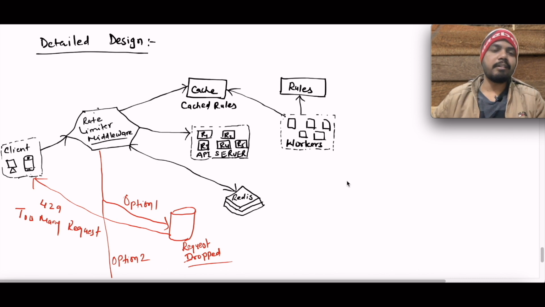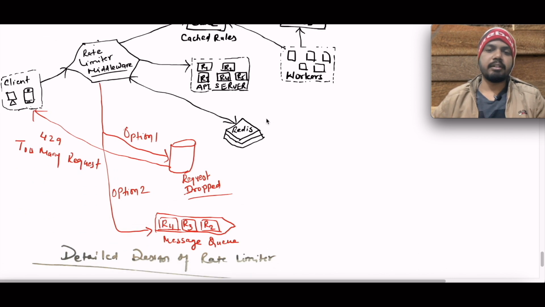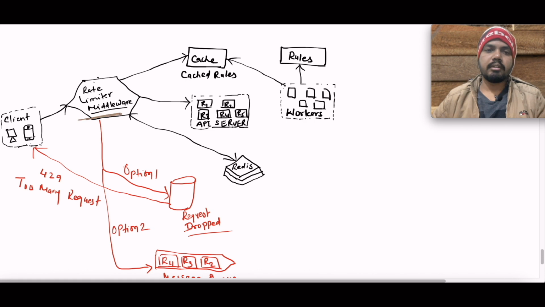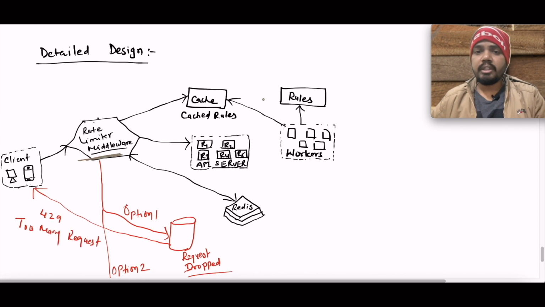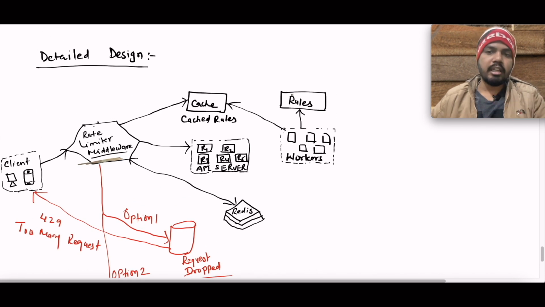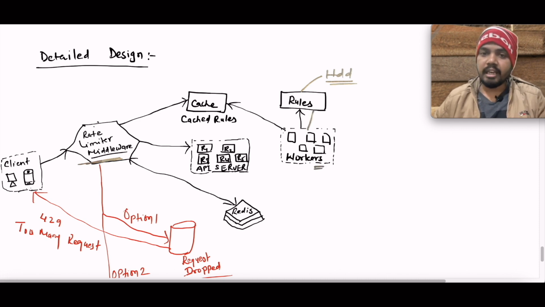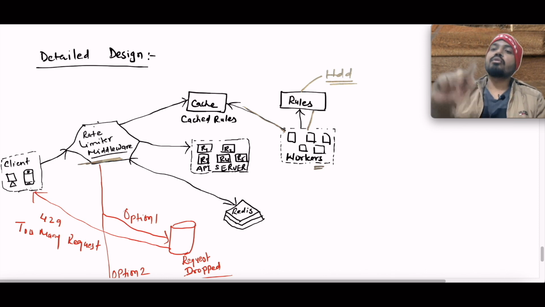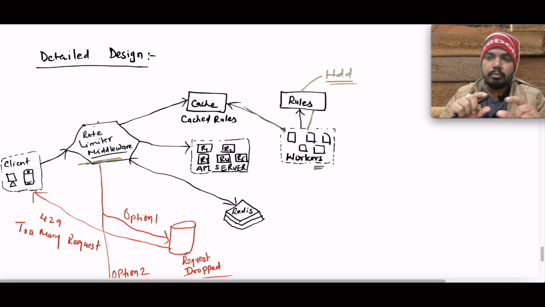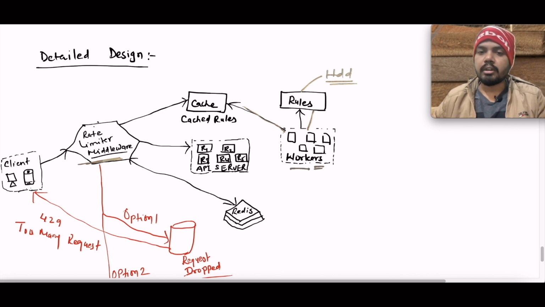So let's discuss the next part. Now we will talk about the detailed design of the rate limiter. So this is the detailed design. In middleware you can see the rate limiter is there. What we are doing is writing the rules that we have already discussed into the hard disk drive. Then we have the workers. Workers will get the rules from the hard disk and put them into the cache. In that way, the rate limiter does not have to reach the hard disk, so the communication will be much faster. So this is the job of the worker: get the rules from the hard disk and put them into the cache.